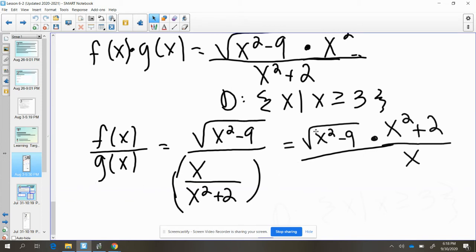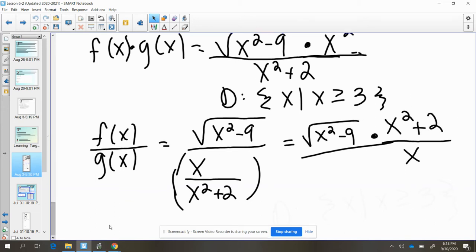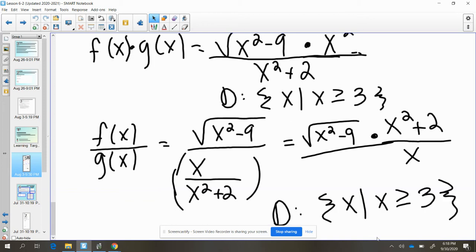And this time, not only did we have to consider, again, that original domain restriction, but we also had to consider the fact that this denominator now cannot equal 0. But, lucky for us, anything greater than or equal to 3 is already accounting for the fact that 0 is less than 3. So we can keep rocking with this. It didn't actually change that domain.